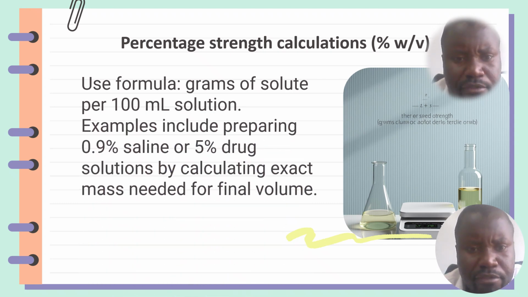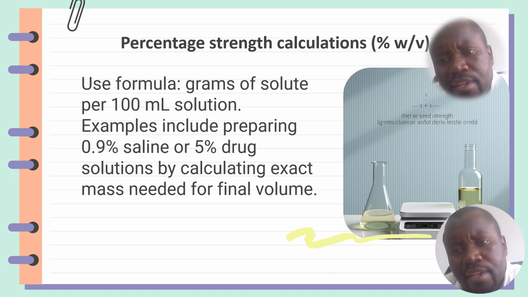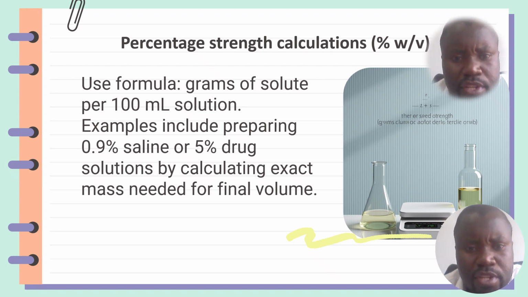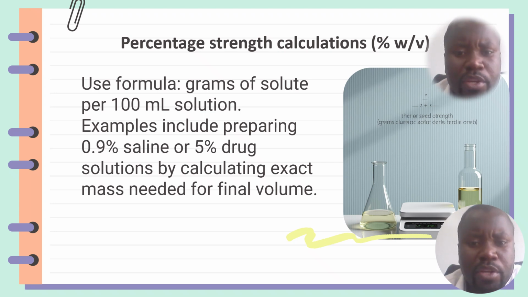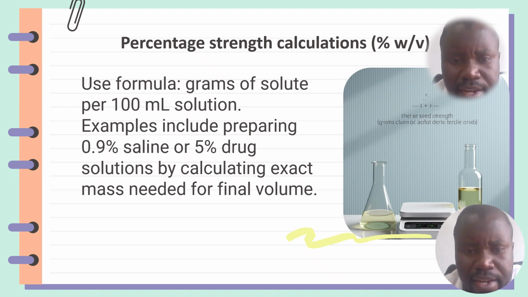An example given here is where we are preparing 0.9% saline, which is sodium chloride, or a 5% drug solution. Obviously, we are then going to have to calculate the exact mass of the sodium chloride or the drug that is needed to produce the final volume of solution.